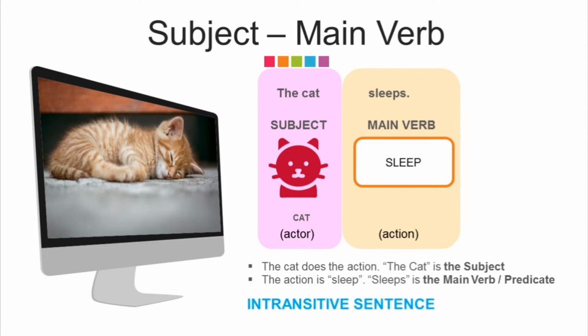Now this is what we call an intransitive sentence because it does not have an object. We call the main verb here a stative verb because the subject does the action to itself, so it does not require an object.